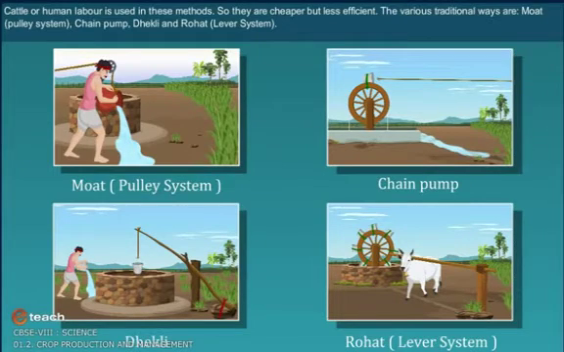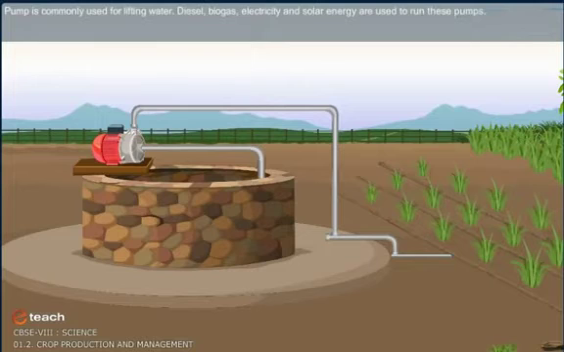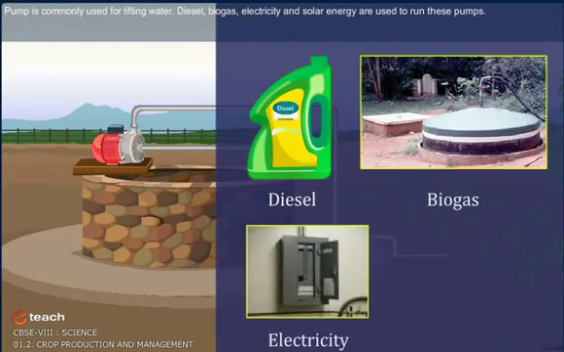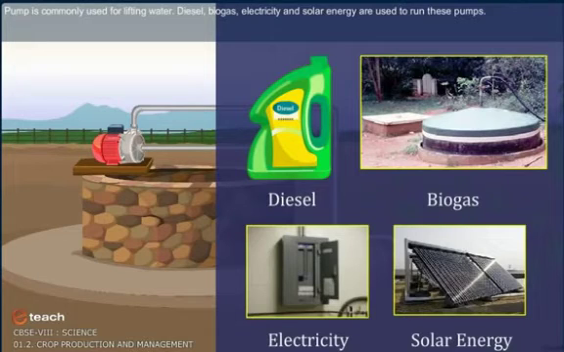The various traditional ways are moat, pulley system, chain pump, dhekli, and rehat, lever system. Pump is commonly used for lifting water. Diesel, biogas, electricity, and solar energy are used to run these pumps.